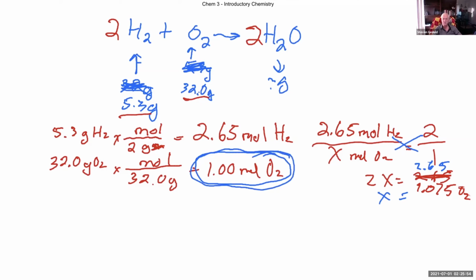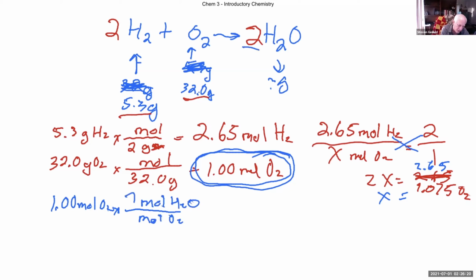Once I have that, I just set up my equation. And I'm already in moles, so let's just keep it there. So 1.00 moles of oxygen. And I'm going to use my limiting reagent for my equations, because once that runs out, that's it. And I want to go from moles of oxygen to moles of water. And moles of water, it says 2. Moles of oxygen, it says 1. 2 to 1. And then from moles of water, I want to go back to grams. That's what I'm looking for, grams of water.